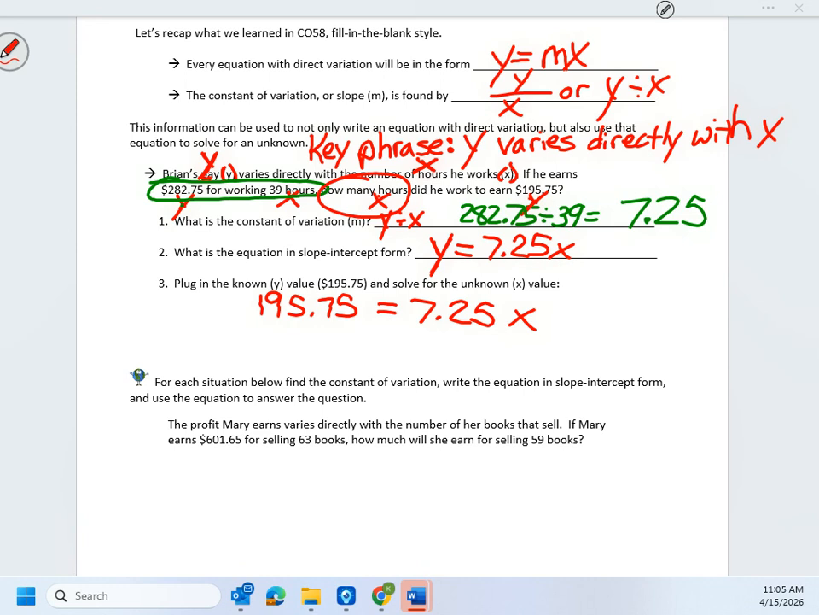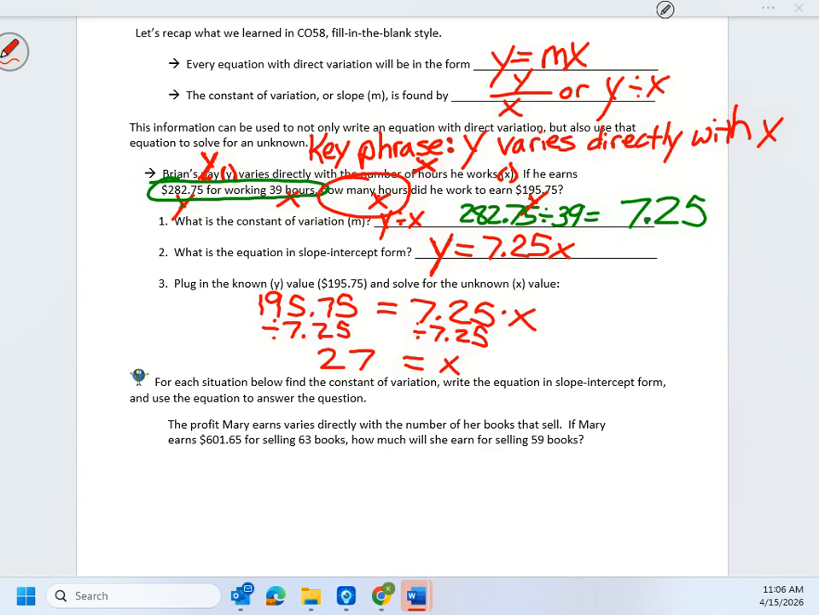You divide, you do opposite operations. Yeah, I want X by itself. So I need to do opposite operations. What operation is happening right here, Gavin? Multiplication. And what's the opposite? Division. So I need to divide both sides by 7.25. What is 195.75 divided by 7.25? Finish us off, Gavin. 27.